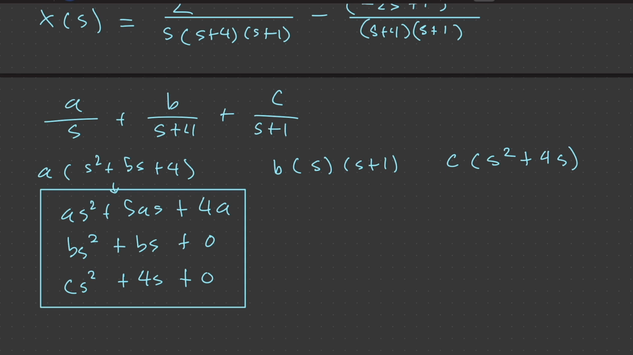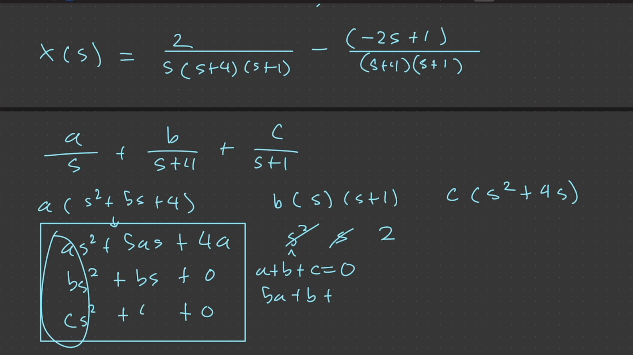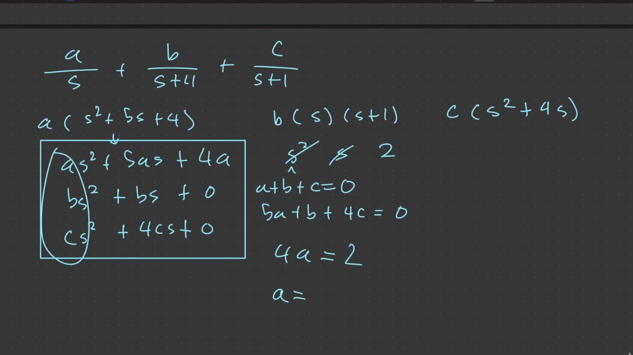And so we know that we don't have any s squared term. There's no s squared term and there's no s term, but we do have a constant term. So we know that a plus b plus c for the s squared term, right, has to equal 0. We know that 5a plus b plus 4c, for the s term, has to also equal 0. And we know that 4a has to equal 2. So in this case, a is equal to 2.